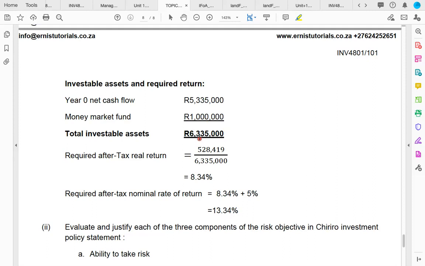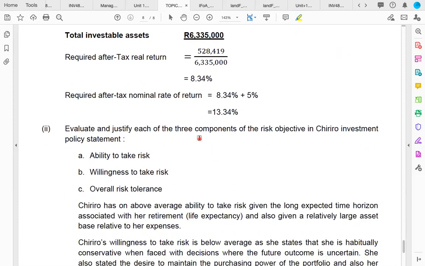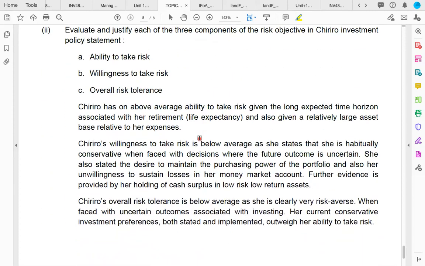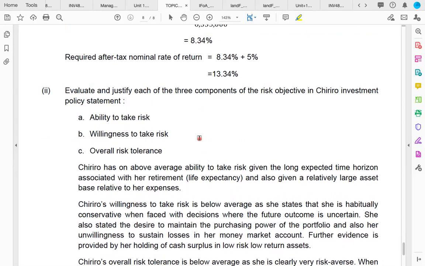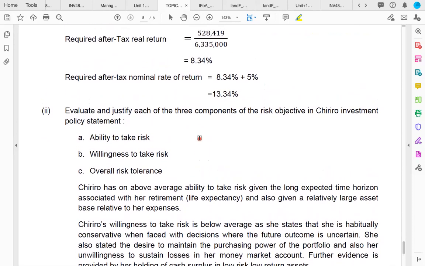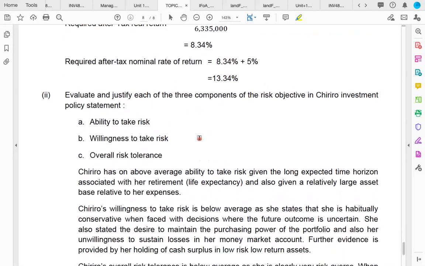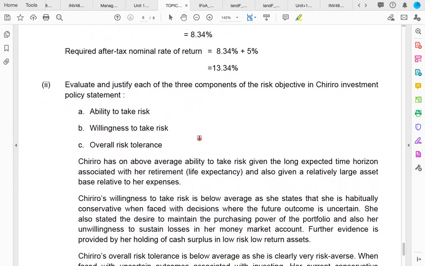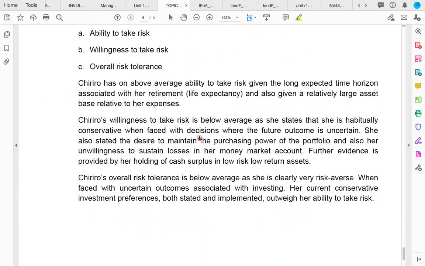This is 6 million. She's got a lot of money to work with. So that means she's got a very, very big asset base, and she has above average ability to take on risk. If her asset base was very small and she didn't have a very long expected lifetime until retirement and so forth, we would say maybe she has below average ability to take risk.